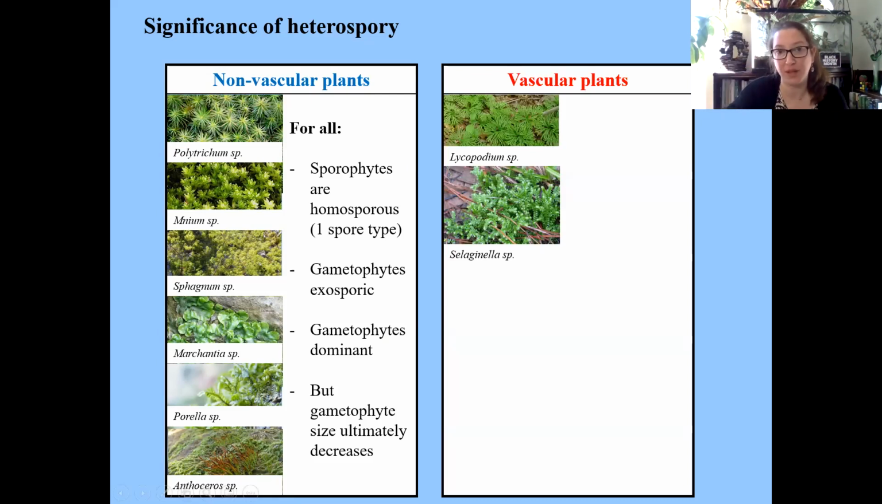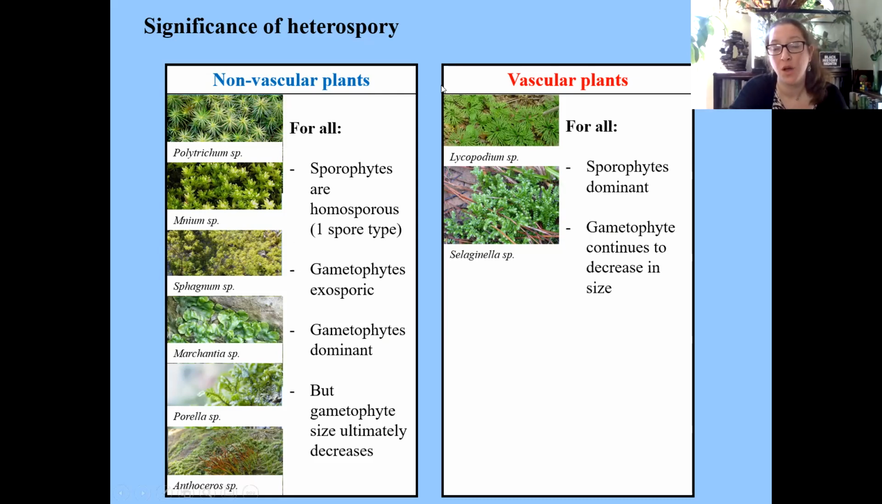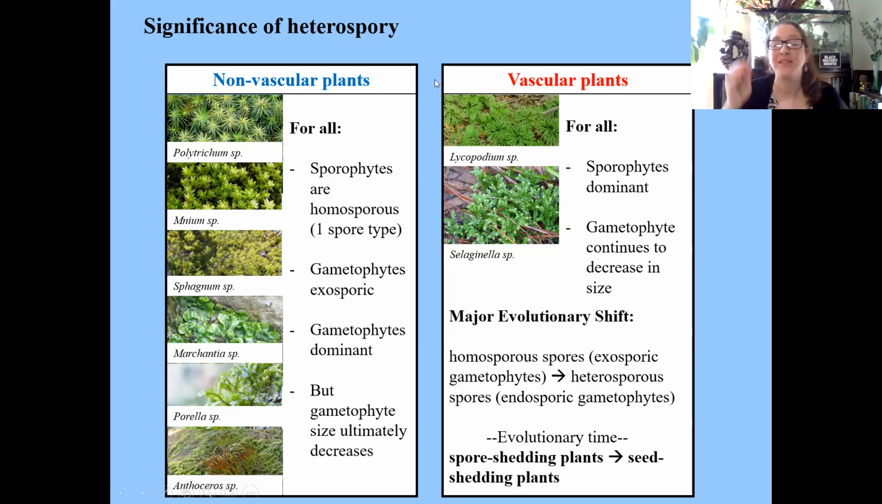And when we get to the vascular plants that we talked about today, these two, the lycopods, right? Lycopodium and Selaginella. For both of those, the sporophytes are dominant, but we keep seeing this decrease in size of the gametophyte. That still happens. And this, I can't say this enough. This is a major evolutionary shift for the plants to go from a homosporous existence with gametophytes growing outside of the spore to a heterosporous existence with gametophyte plants staying inside the spore.